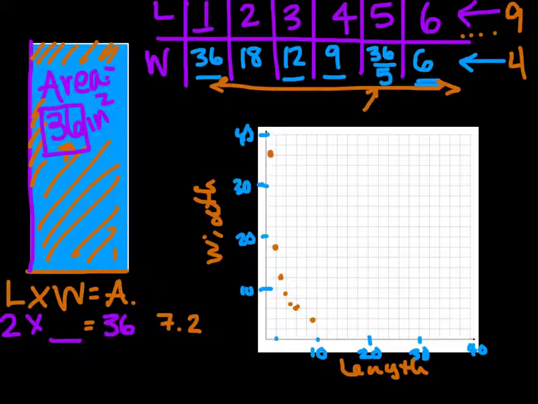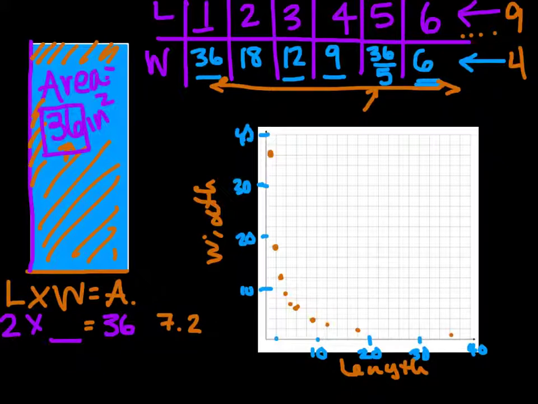So I'm going to go to 12 on our x-axis, and then we go up to 3 on our y. If we did 18, we're up to 2 on our y-axis, and then 1 would be 36. So there is our graph of this scenario, of this area or rectangle scenario.